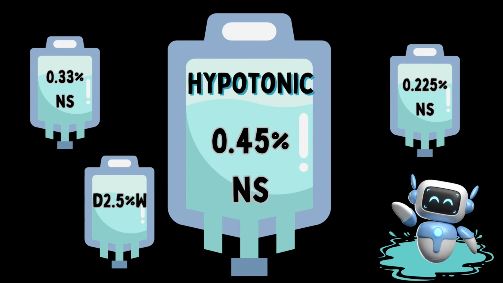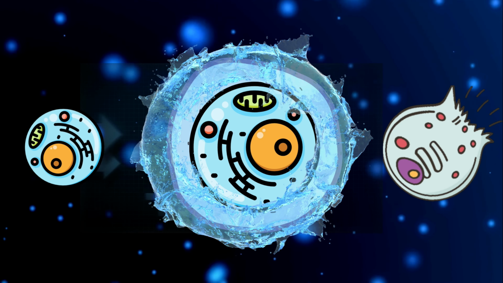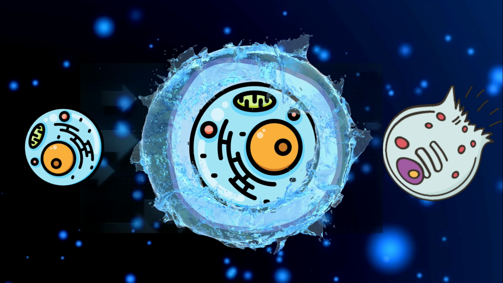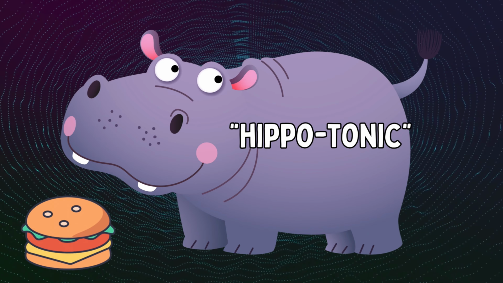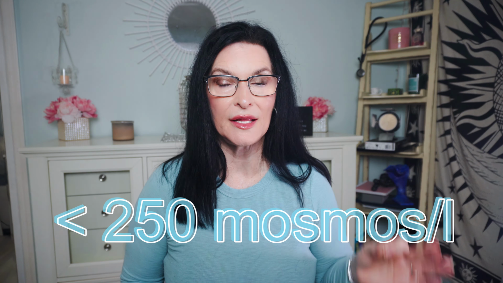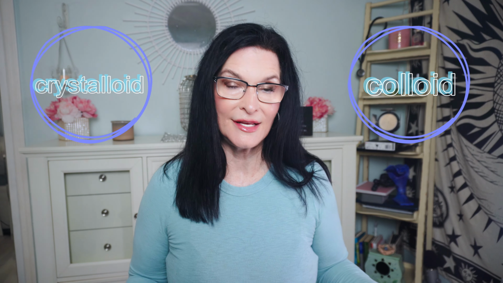All right, so the first group of IV solutions we're talking about are the hypotonic IV solution group. These have a lower particle concentration than that of the body's intracellular fluid. So when they're infused, they'll dilute the plasma, the water will flow into the cell, which has a higher particle concentration and cause it to swell. And a lot of students remember this by associating hypotonic with hypotonic. So the osmolarity of hypotonic solutions, again, is less than 250 milliequivalents per liter. And these can be either crystalloid or colloid in nature.